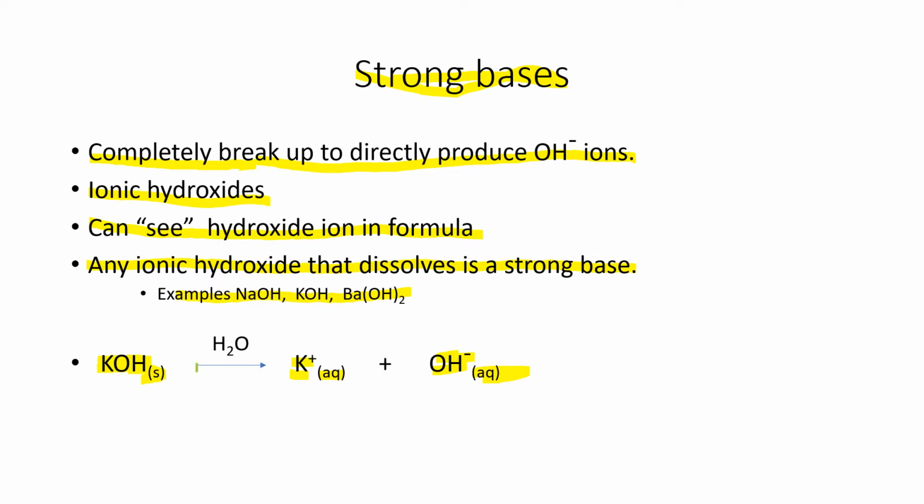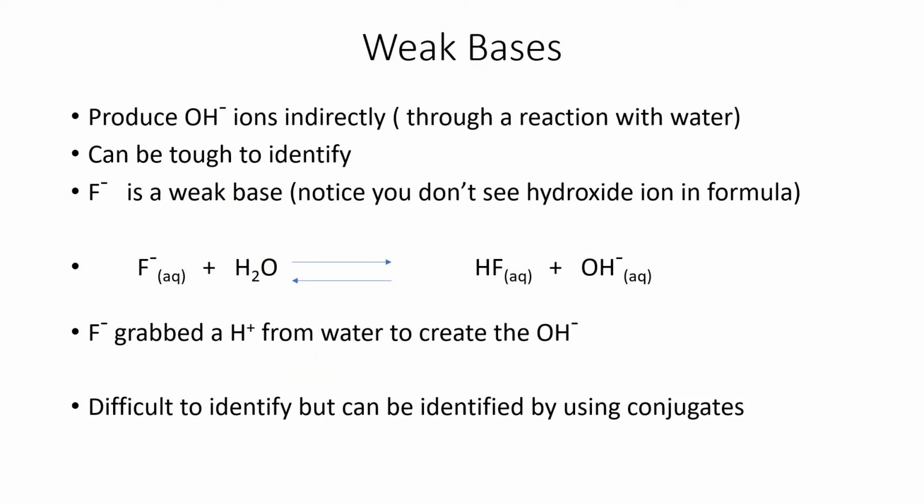And again, notice the arrow. It's a single-headed arrow saying that that is going to completely break up into ions. So if we started with 100 units of potassium hydroxide, all 100 units of that potassium hydroxide are going to break up, giving you 100 potassium ions and 100 hydroxide ions. You get that complete and total breakup to directly produce a large amount of hydroxide ions. That's what makes these strong.